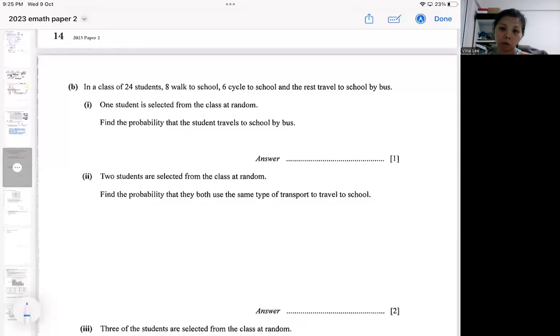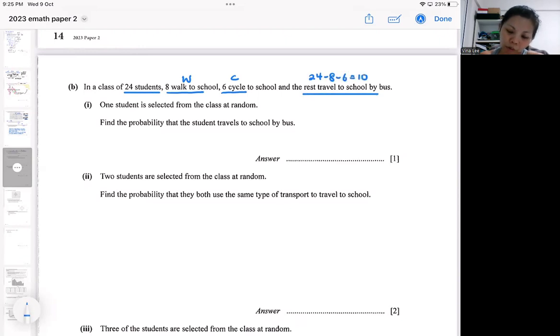For this part of the question, they extend it to probability. So we have a total of 24 students, and out of these 24, 8 walk to school, 6 cycle to school, and the rest travel by bus. Of course, you are able to tell how many travel by bus if you simply do a subtraction.